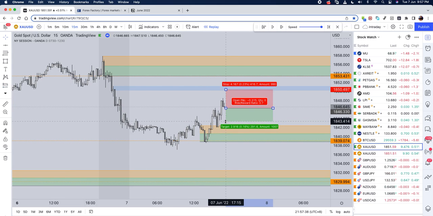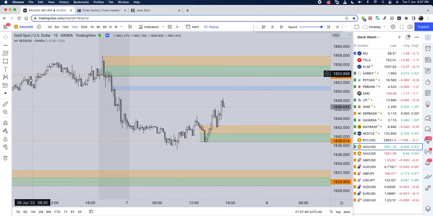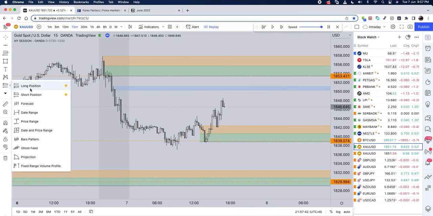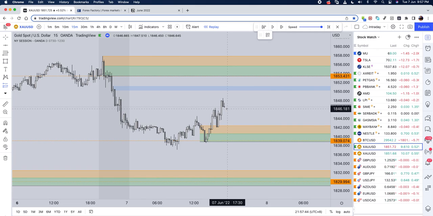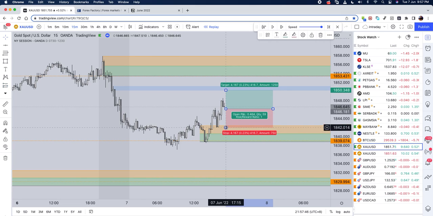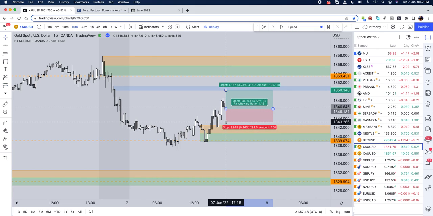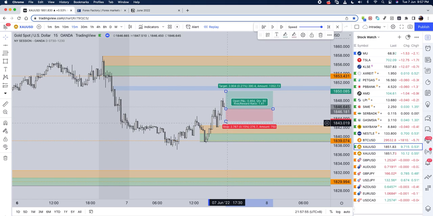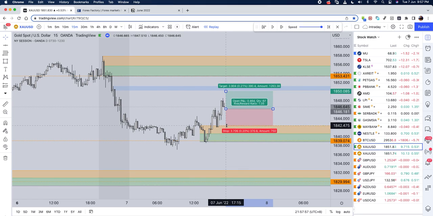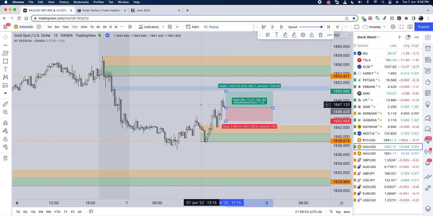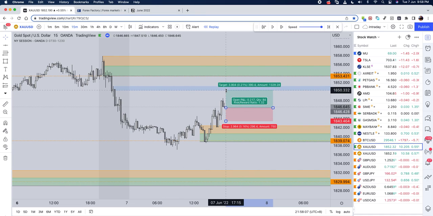My stop was below this candle. Sorry, this is a sell. Took a buy here and my stop was below this candle, and I was aiming at this zone over here, around here. Yep, just a little bit below here, and it was somewhere here. So it's like around 1 hour, but I'll take it anyway.